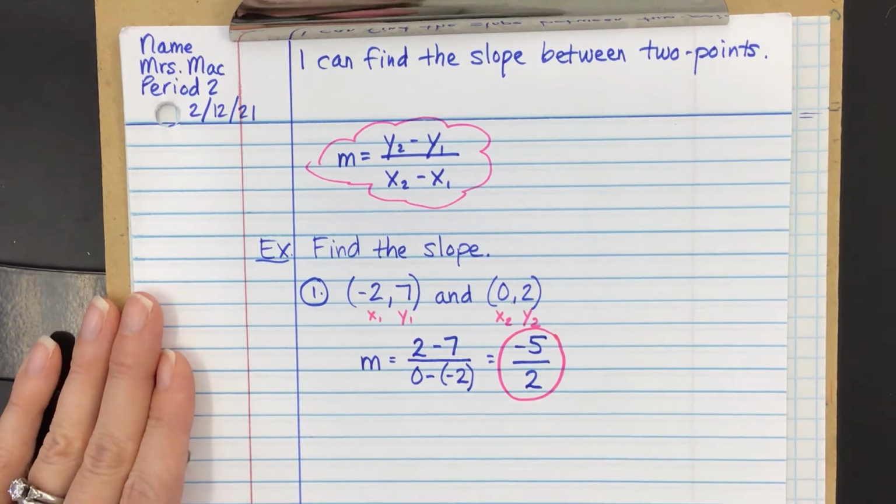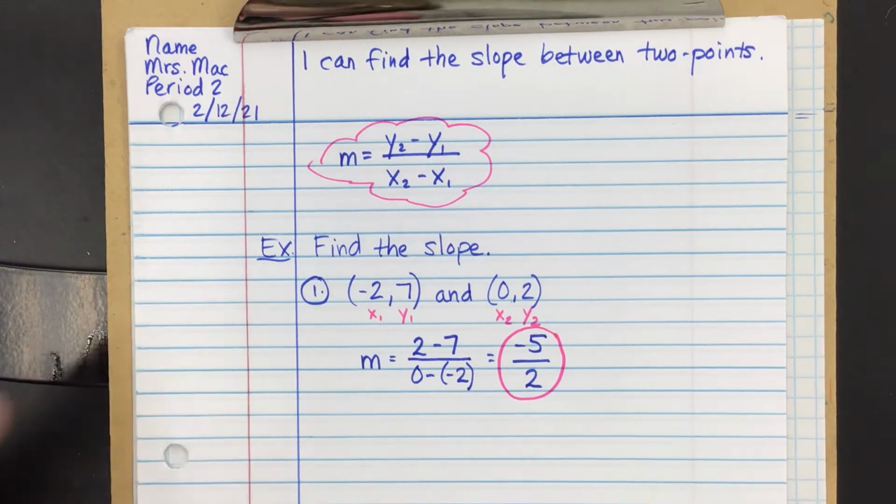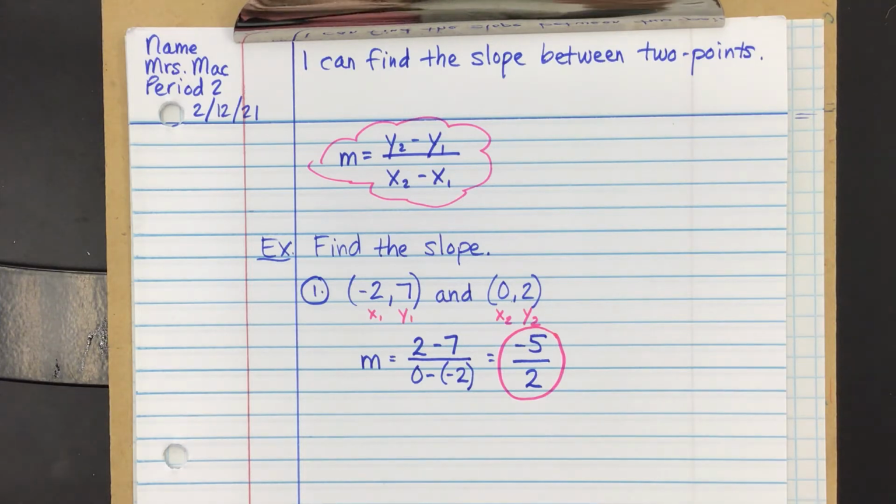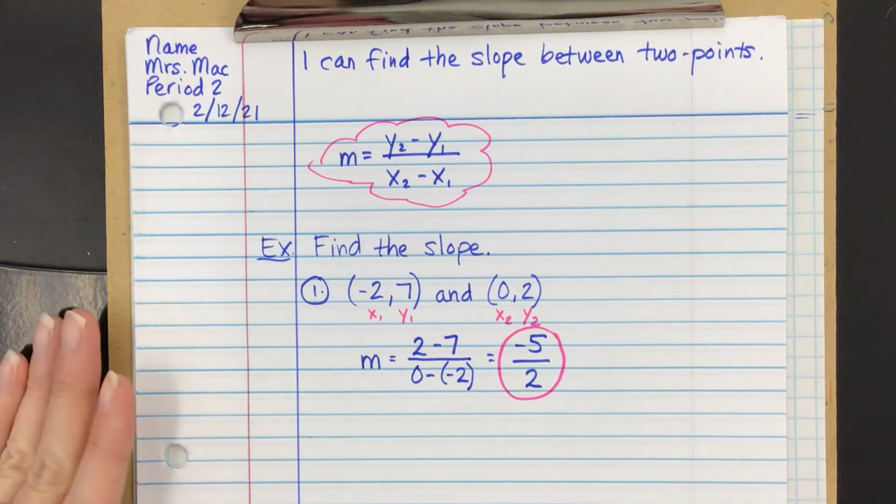I want to leave it as an improper fraction, and you'll see why later on when we're graphing lines using the slope. It will come in very handy. And that's really it. So I'm going to give you a couple to try on your own, and then we'll also look at a table.